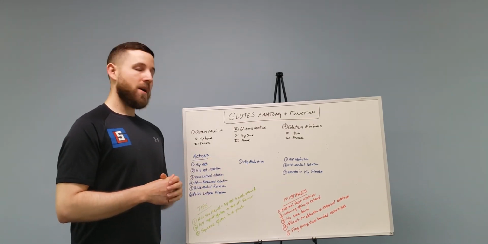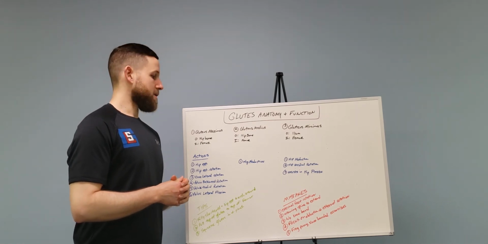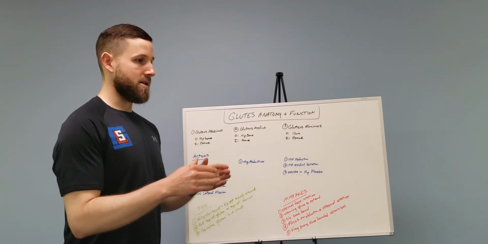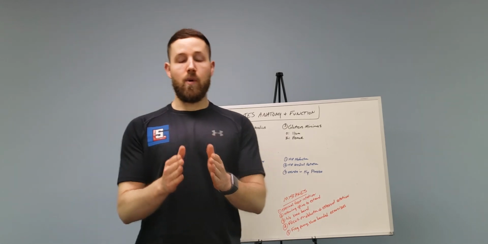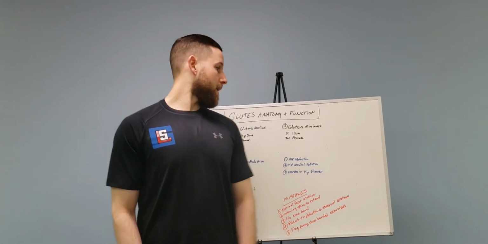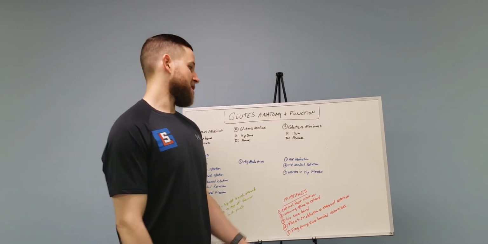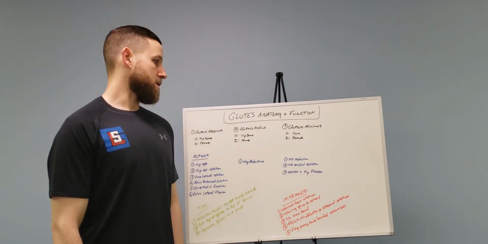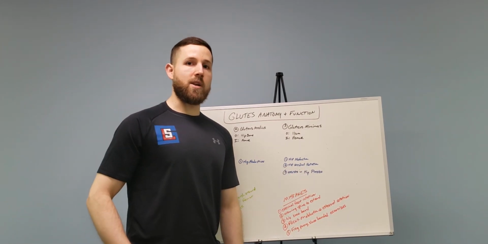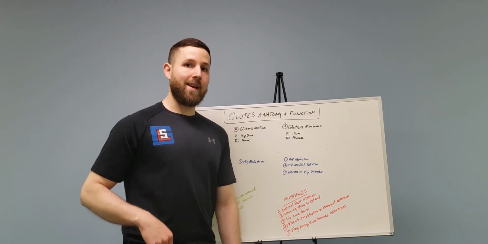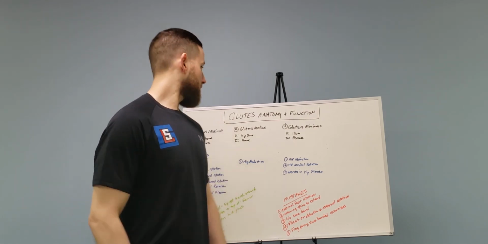Glute medius, hip abduction. So abduction means away from the body, so your legs going out this way. Glute minimus, also hip abduction, hip medial rotation, and also assists in hip flexion. Hip flexion is bringing the leg up, flexing that hip.